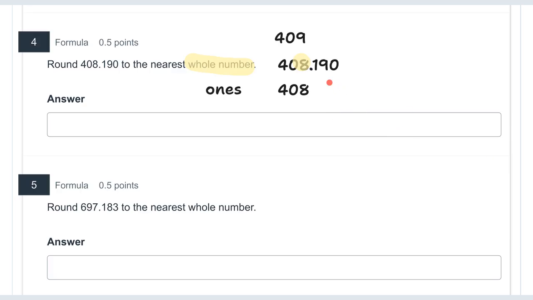What comes after the 8 is a 1. That 1 tells us to round down. So this is going to be 408. And again, since I'm rounding to a whole number, the last digit of my answer is in the whole number place.